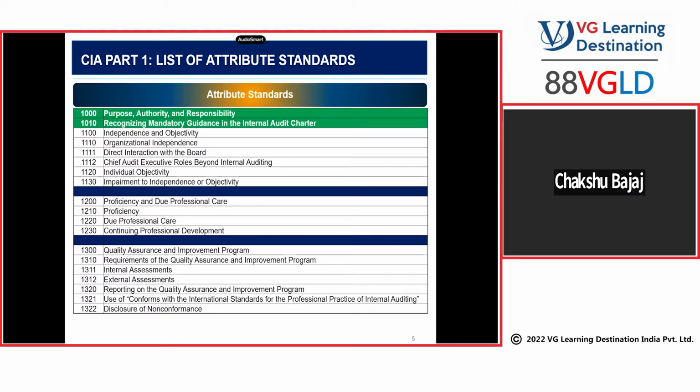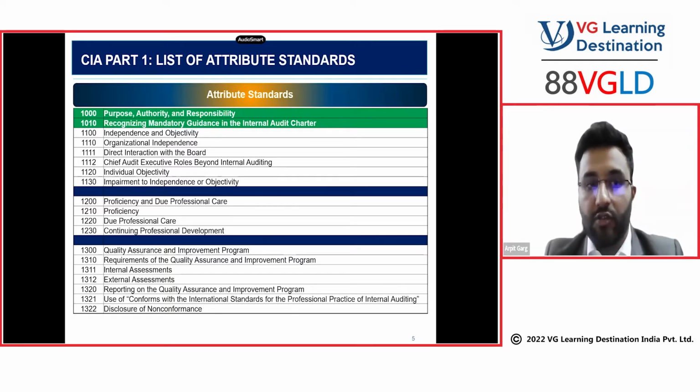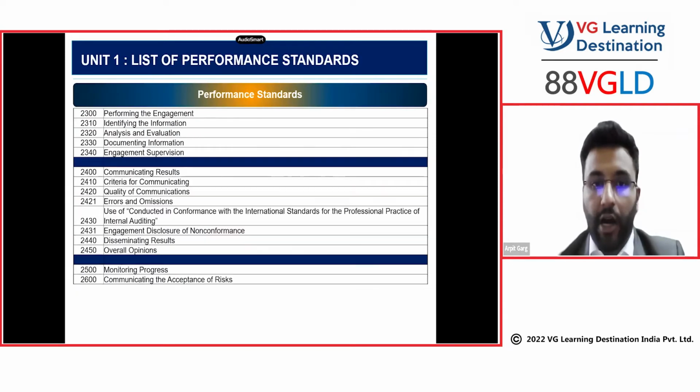Now, in today's session, we are going to cover two standards in the first unit: 1000, which is purpose, authority, and responsibility, and 1010, which covers recognizing mandatory guidance in the internal audit charter. Both are part of our topic, internal audit charter, which will be covered towards the end of the unit. These are the two attribute standards we are going to cover in unit 1. All the other 17 standards we are going to cover in unit 2. All right, so that's very brief about the different standards.